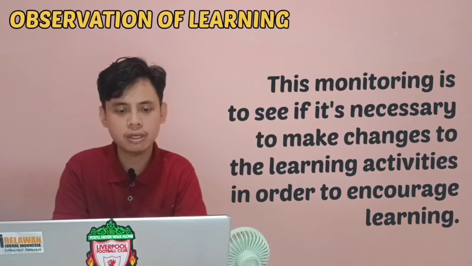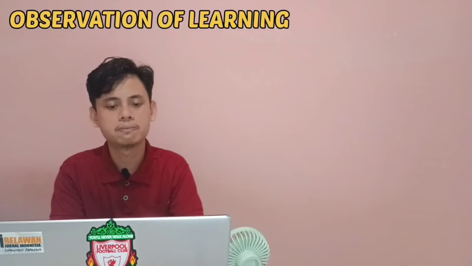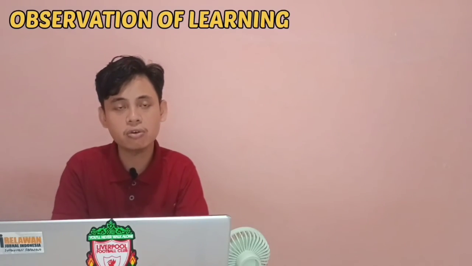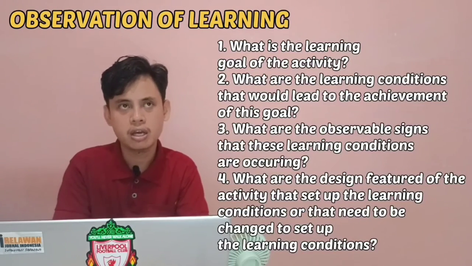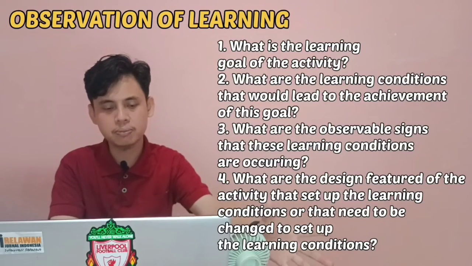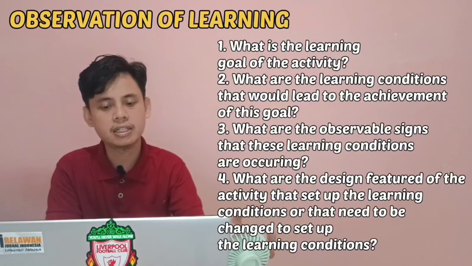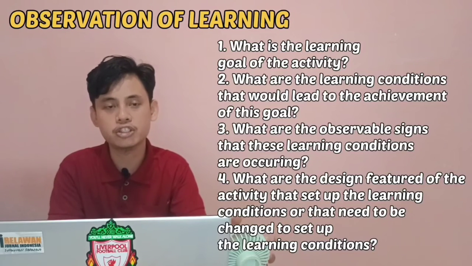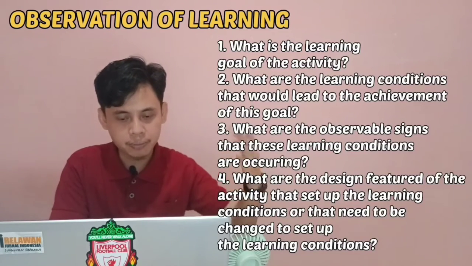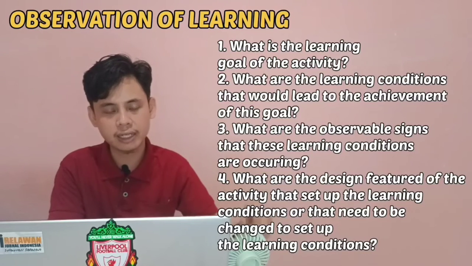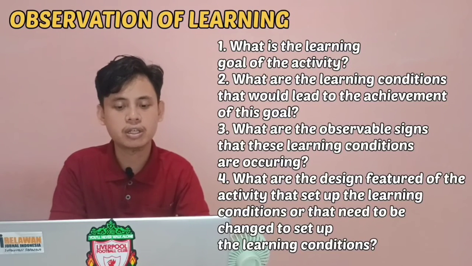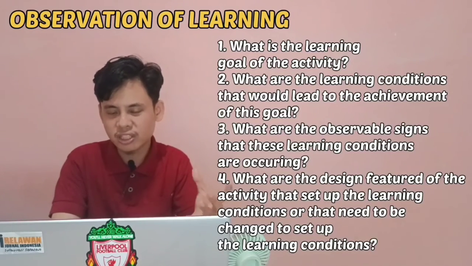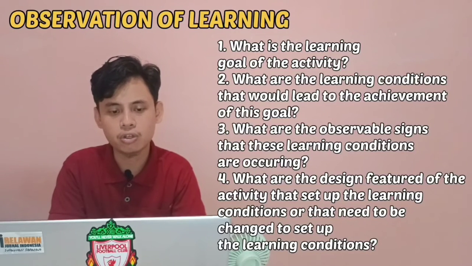So there are four main points in the observation of learning. The first is, what is the learning goal of the activity? When you try to observe them, the first important thing is to see the learning goal. Second, we look at the conditions that would lead to the achievement of this goal. So after preparing the learning goals, look at the activities. Next, we check the achievement of this goal itself. So you keep monitoring and watching them.